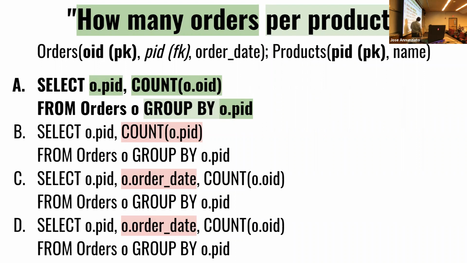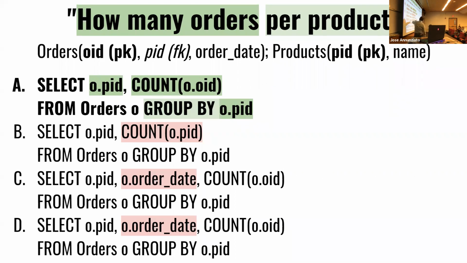So it looks like we're always counting the order ID in all of them. Actually, no. Over here we're counting the PID, see that? Whereas in the other one we're counting the product ID. That's something different.